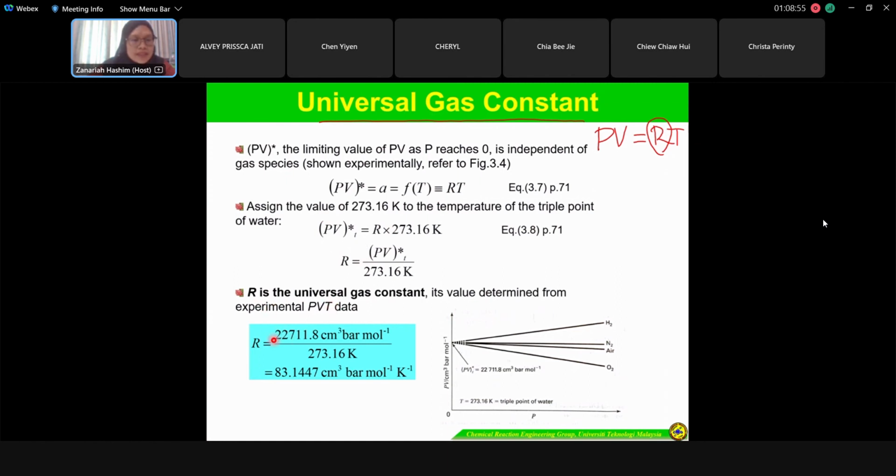Okay, so the value we got experimentally, 22,000 something, we divide by the triple point temperature of water, so you can get the value of R here. Okay, so R is the universal gas constant. Its value is determined from experimental PVT data. Okay, so this is the value of R, 83.1447 centimeter cubic bar per mole per Kelvin. Okay, so this is how researchers determine the value of R.